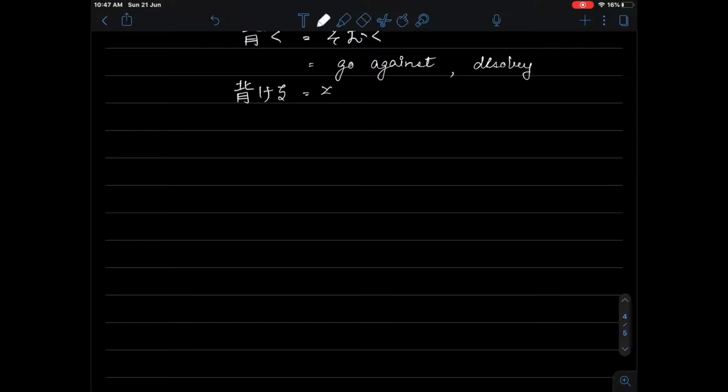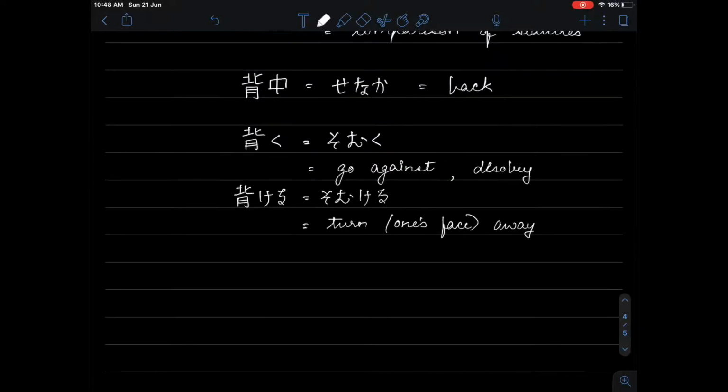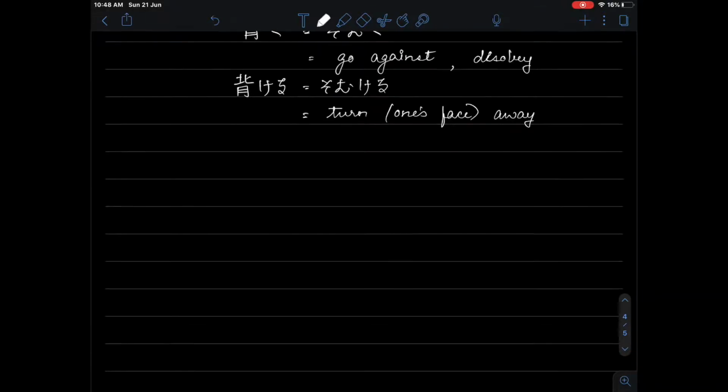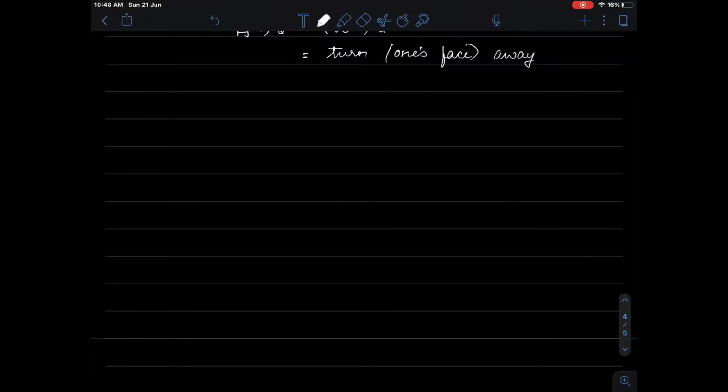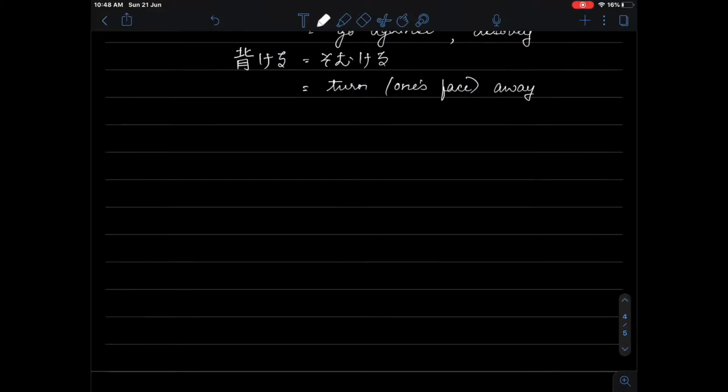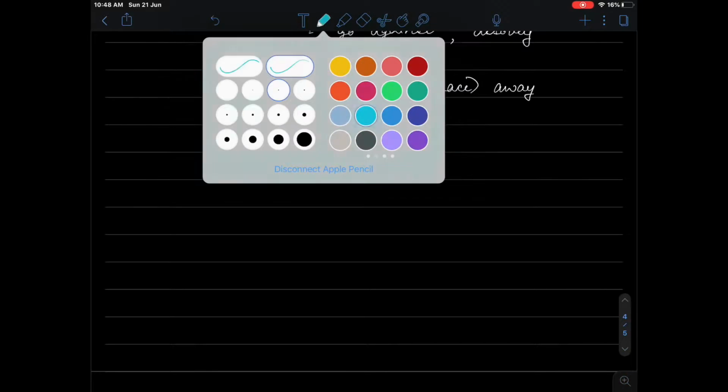Okay, this is somukeru. Somukeru, which means to turn one's face away. Again, turn your back on. Very similar. Somuku and somukeru. Very similar. Okay. Let's have a look at the next one.